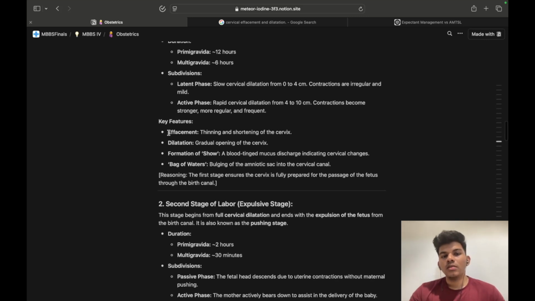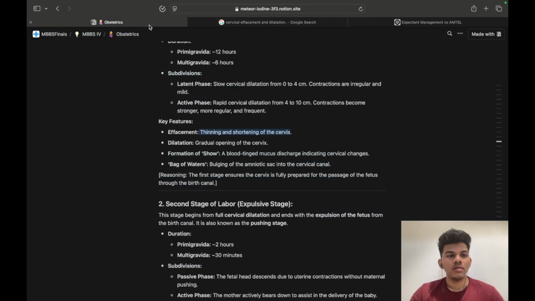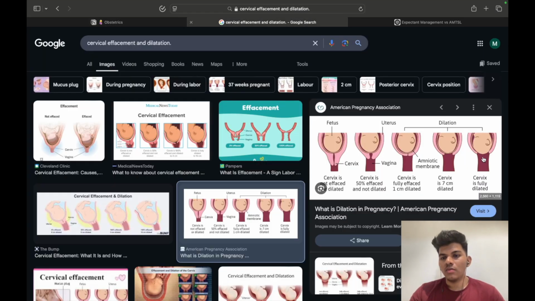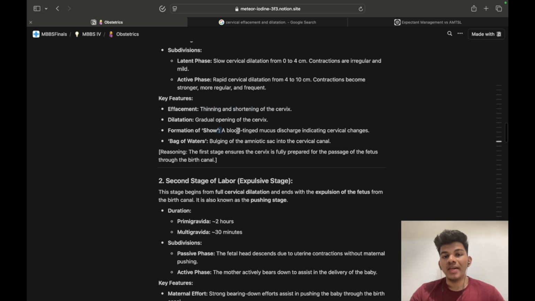Key terms: effacement, which is thinning and shortening of the cervix. Here you can see how the cervix is getting shortened and thinned. Dilatation, opening of the cervix. Here you can see how the cervix is being opened slowly. Formation of bloody show, or blood-tinged mucus discharge, indicating cervical changes.